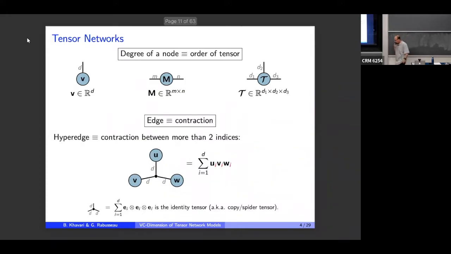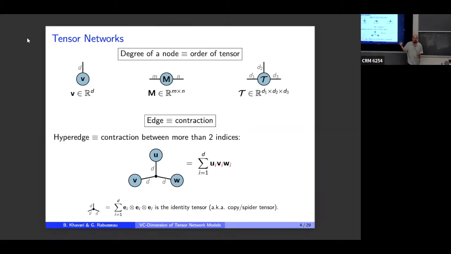Another interesting thing that we can allow ourselves to do is we can present this in several ways. We can present them as hypergraphs. We could say, okay, now I'm allowed to connect more than two legs together. And this corresponds to a contraction over this time not only two indices, but three indices. So I can, for example, define this kind of three-way inner product, where it corresponds to summing U_i, V_i, W_i. And this black dot represents some kind of a hyperedge.